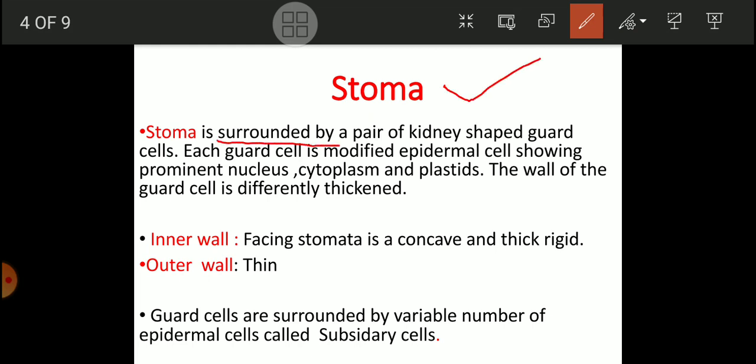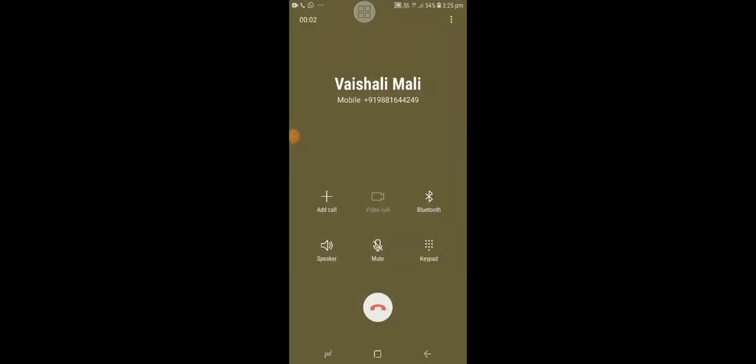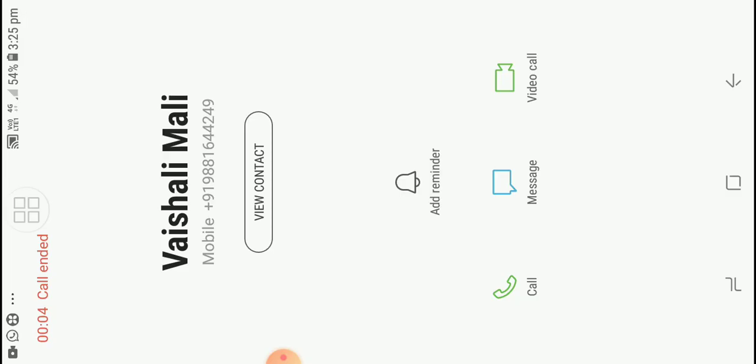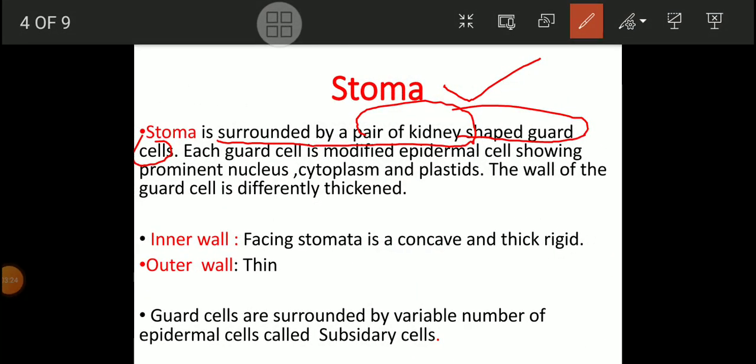Stoma is surrounded by a pair of kidney shaped guard cells. Two guard cells, a pair, and that pair is going to help in the opening and closing of that stoma, that aperture. So the stoma, a whole pore, is surrounded by a pair of kidney shaped guard cells. Each guard cell is a modified epidermal cell. Actually that guard cell was originally an epidermal cell, but it is modified in size, in structure, and in content, isn't it?